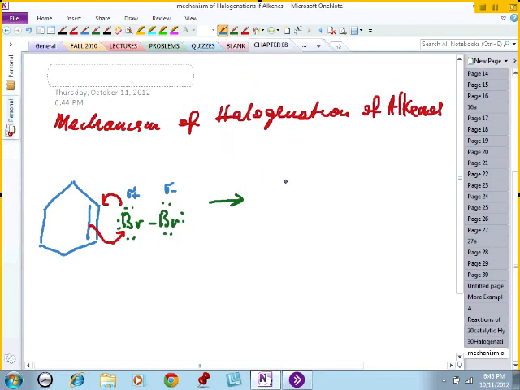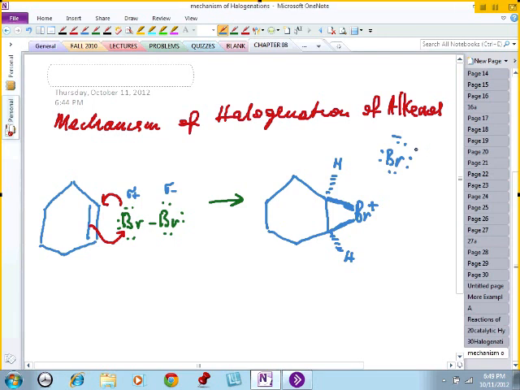You form what we call a bromonium ion. And a positive charge on the bromine, because the bromine is using a pair of electrons to bond to this other carbon here. And of course, we also have the bromide formed. Okay? So now we form what we call a bromonium ion.